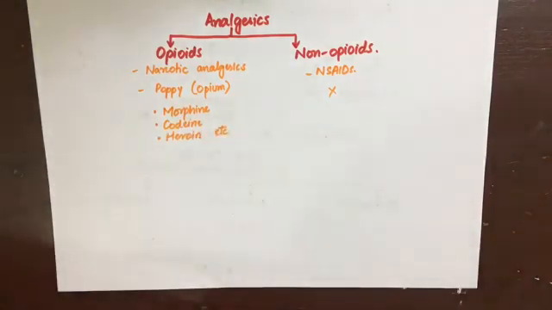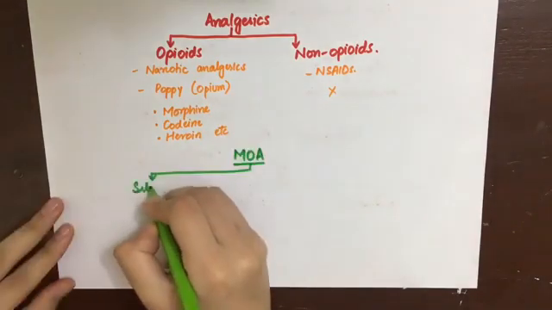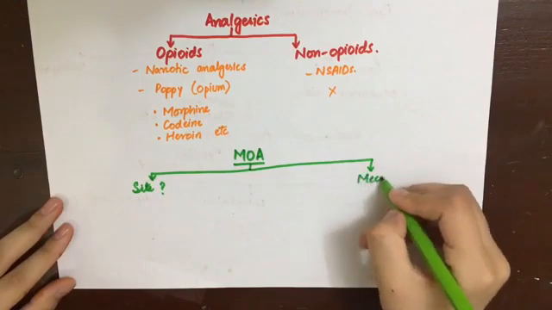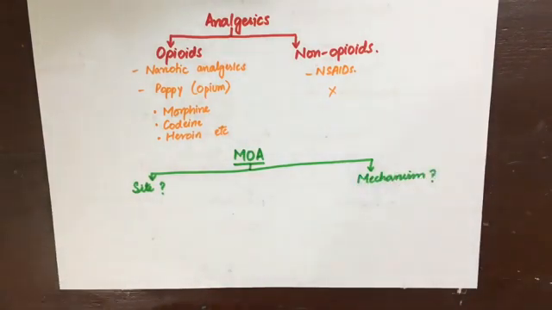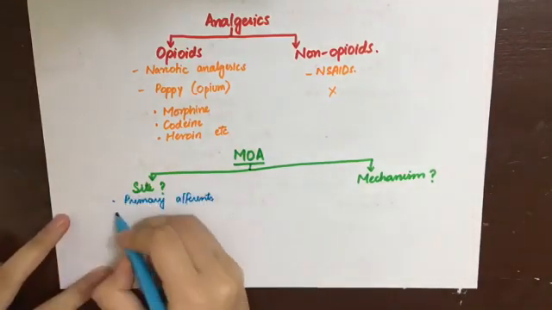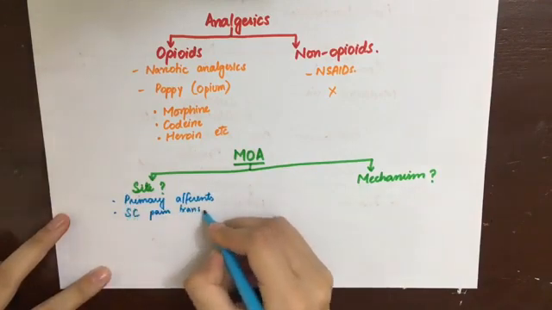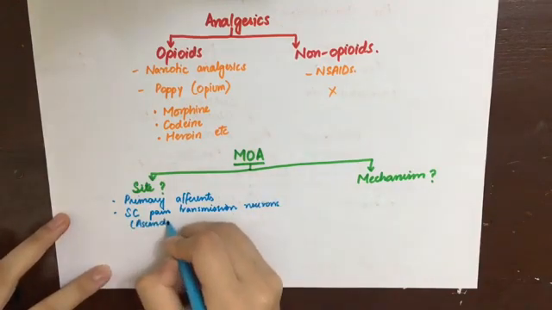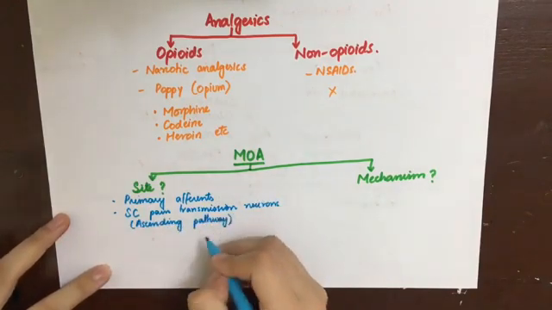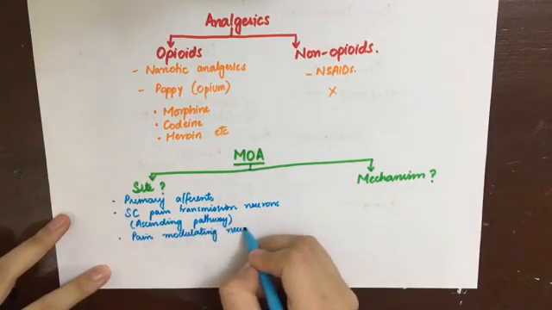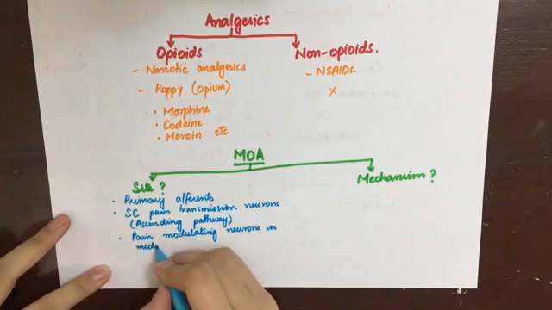To discuss the mechanism of action of opioid analgesics, we'll see the site where they act and the mechanism by which they act. Their site of action can be the primary afferent pathways, the spinal cord pain transmission neurons, that is the ascending pathway, the pain modulating neurons in the midbrain and medulla, and can also modulate the reactivity of pain in basal ganglia, hypothalamus, limbic system, and the cerebral cortex.